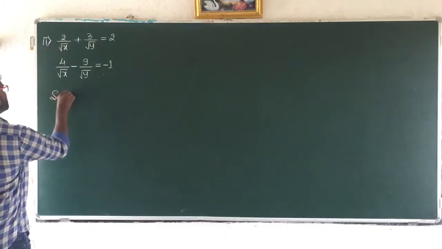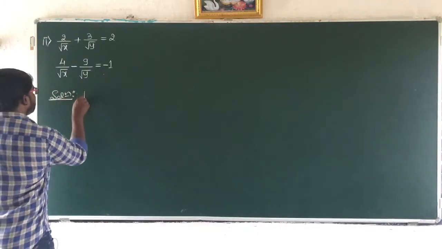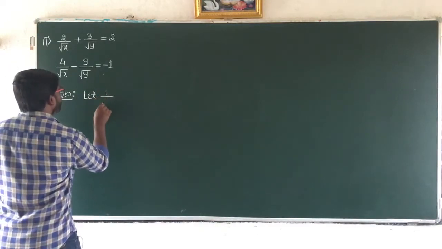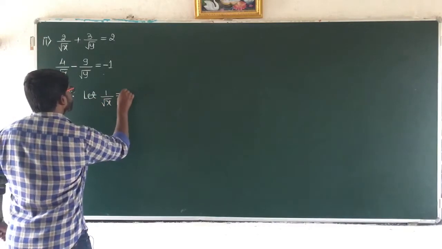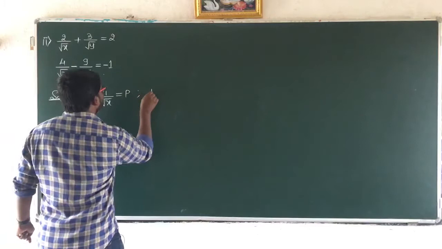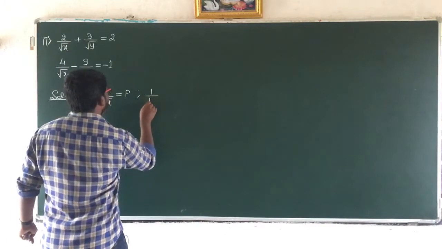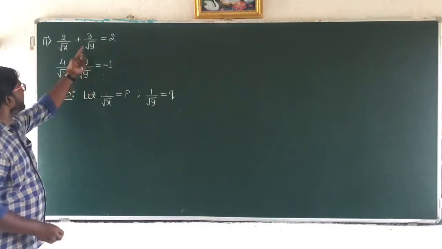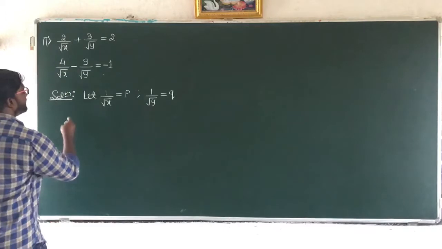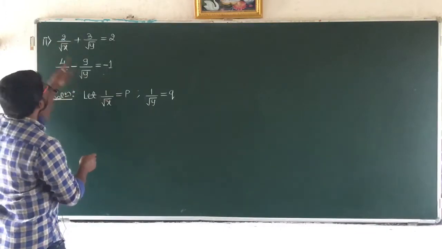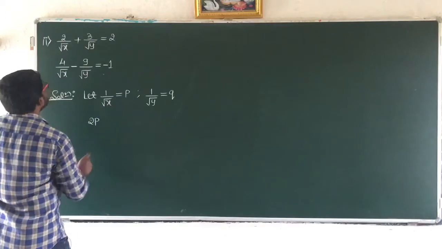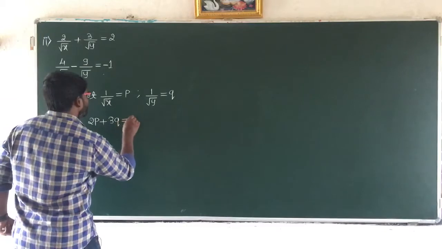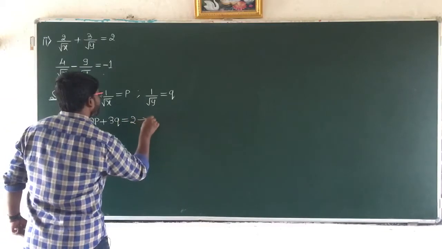So here, let 1 by root x equal p, and 1 by root y equal q. So we have to rewrite the given equations. This becomes 2p plus 3q equals 2, I call this equation number 1.